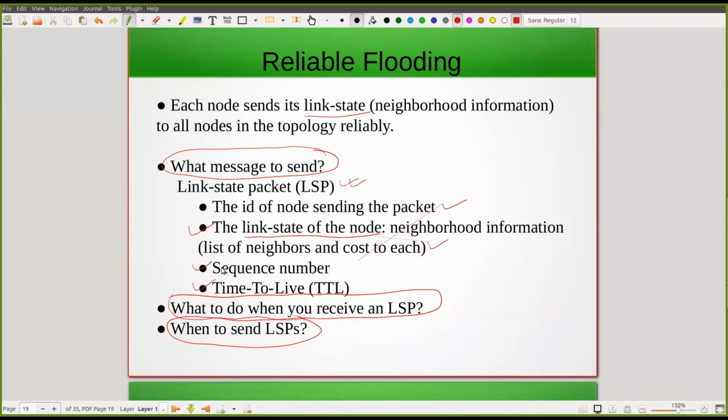Now let's look at how, whenever somebody receives this message, they are going to react. We understood the content of a message. Once again, the most important information is the ID of the node and the link state of the node, which means the cost of going to its neighbors, the local information. Then the sequence number of the packet and the time to live. The next question is, when I send this packet and somebody receives it, how are they going to react? Let's look into that, it is very interesting.